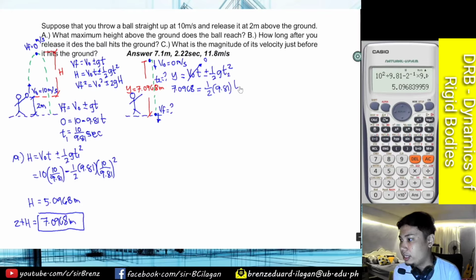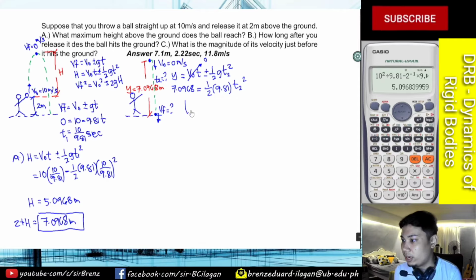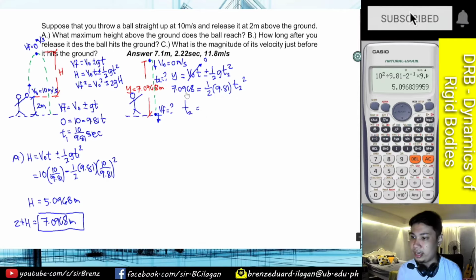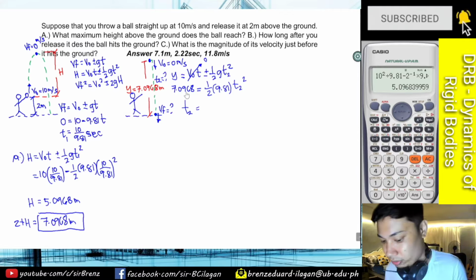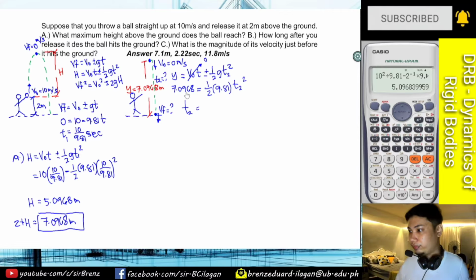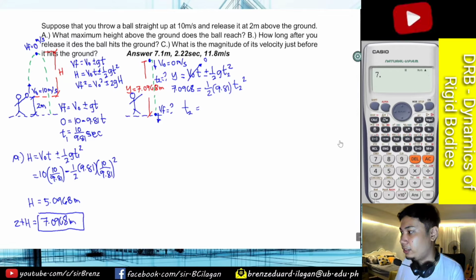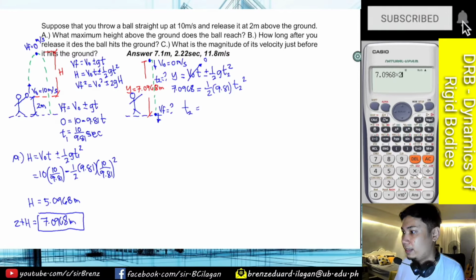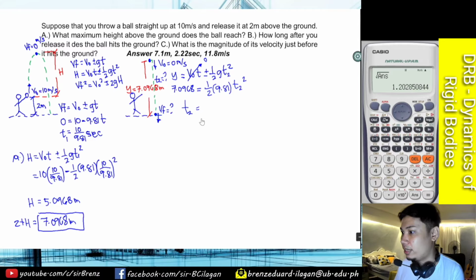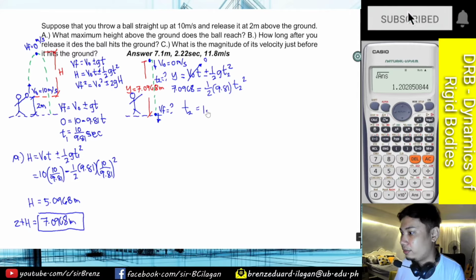And then, T sub 2 squared. So, we can get the time. And then once we get that time, we just add it to the T1 we got earlier. So, 7.0968, times 2. I just did algebraic manipulation. Divided by 9.81, equals, and then square root of that answer. So that is 1.2029.